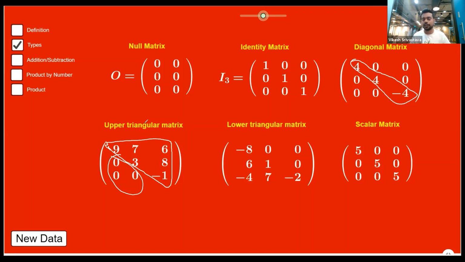And similarly, we have the concept of the lower triangular matrix, in which the lower triangle, which is this one, has non-zeros, but if you look at these other elements, these are zeros. So in the lower triangular matrix, the lower triangular elements are non-zeros, but all the elements apart from them are zeros. But in the case of the upper triangular matrix, the upper triangular elements are non-zeros, but the rest of them are zeros. So this is the basic definition of upper and lower triangular matrices.